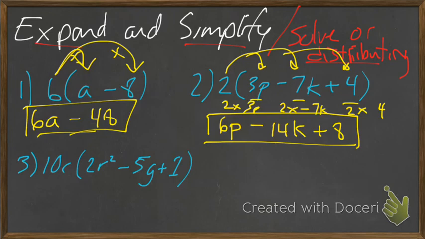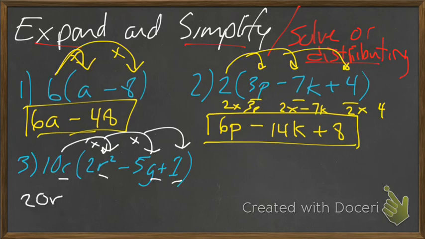This last equation, we've got r here, r squared here, g, and 1. So we're going to take this 10r and multiply it by each term. 10r multiplied by 2r squared is going to give us 20r cubed. And by the way, I should have equal signs everywhere here, so I'm going to draw those in.